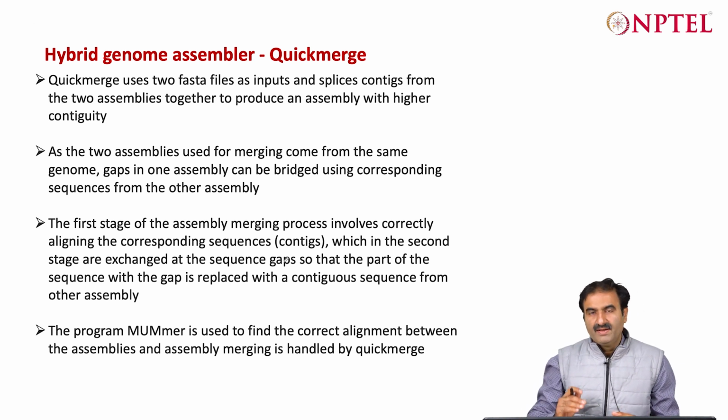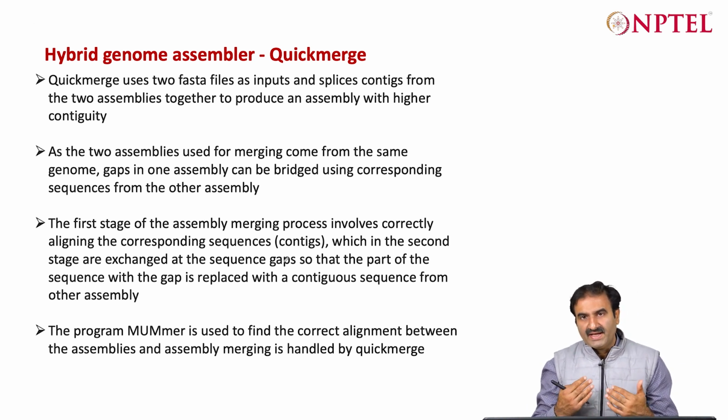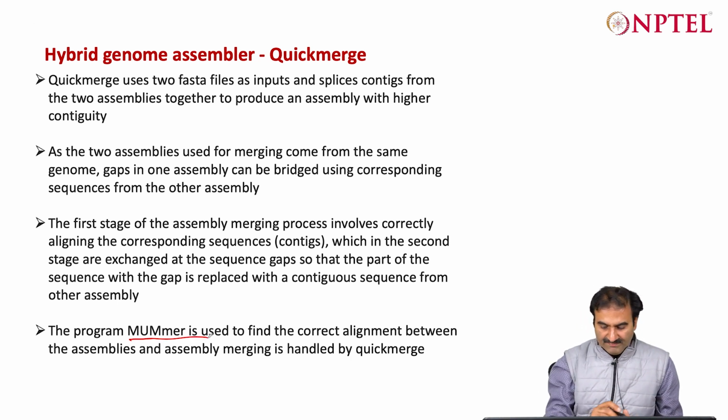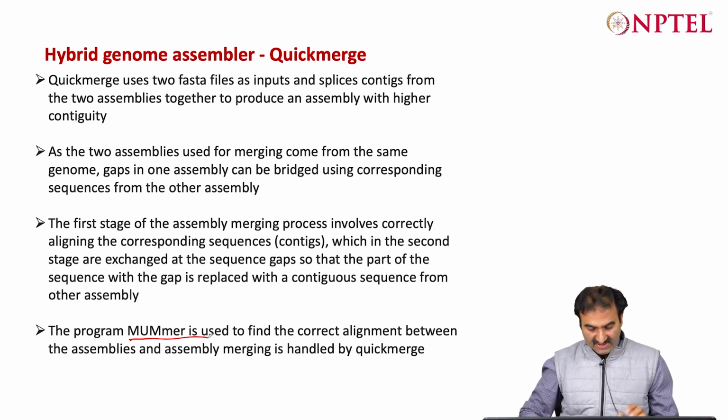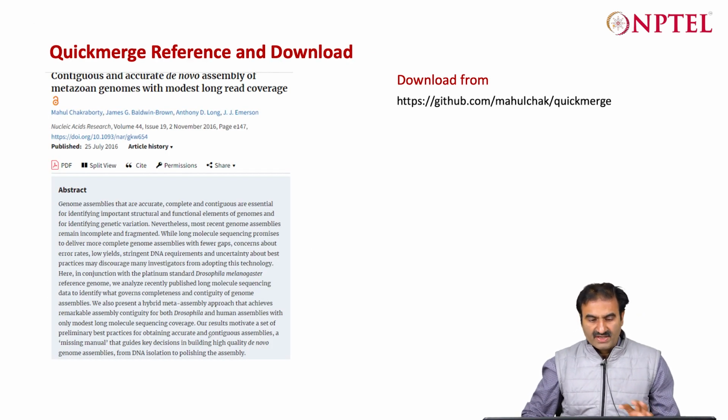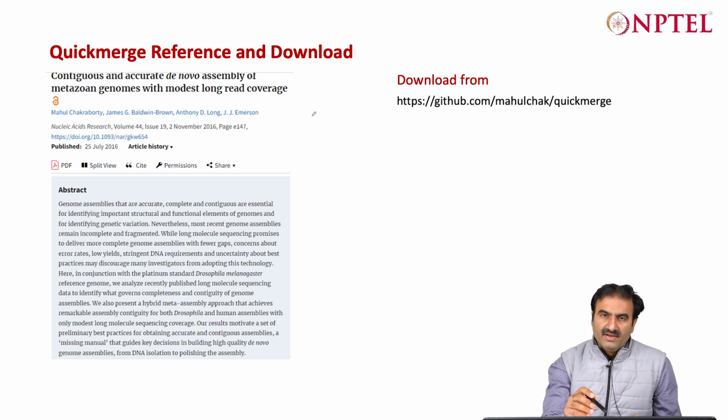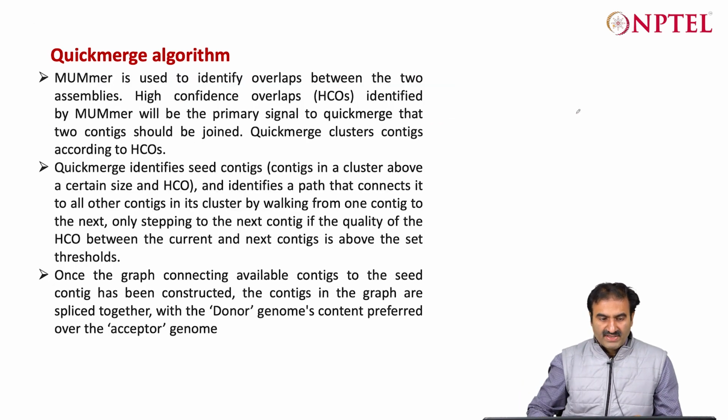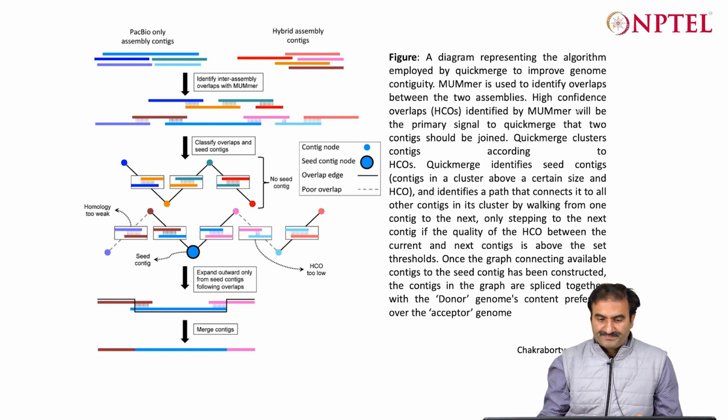So first of all, it tries to find the alignment between the sequences using the MUMmer program, before merging the assembly. I will come back to that. This is the paper that you may like to read before using QuickMerge, because it will tell you how to use it, how it was developed, and other important information about the tool, and you can download it from here.